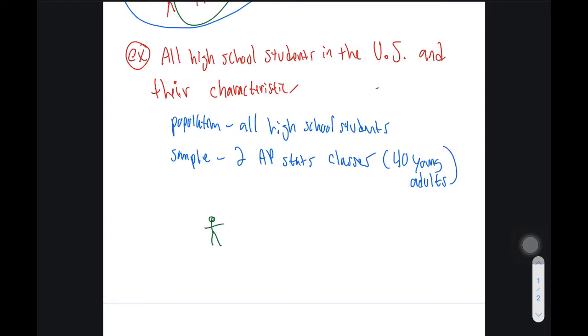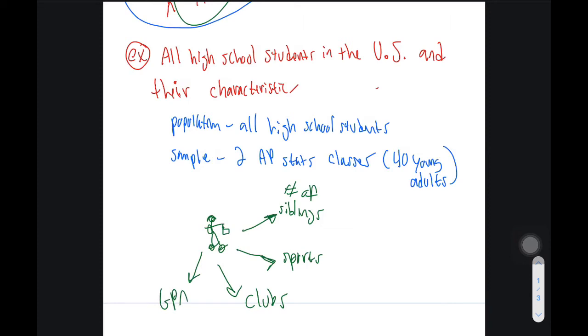So here's a high schooler. A little lunchbox, backpack, Nikes. All right, little high schooler, and I want to know everything about this dude or dudette. Number of siblings. I want to know what sports they play. I want to know what clubs they're in. I want to know their GPA. I want to know their height. A bunch of different things that we can collect data on.